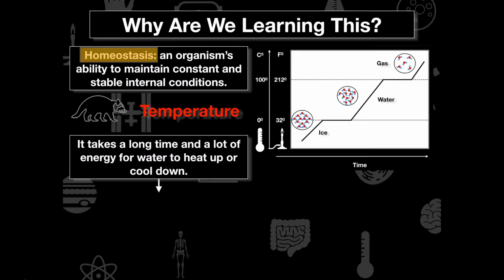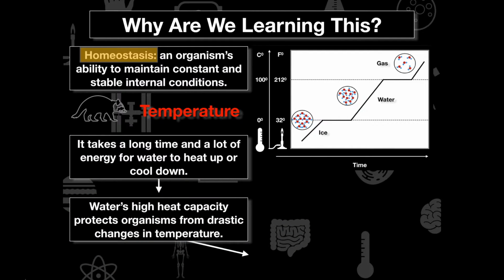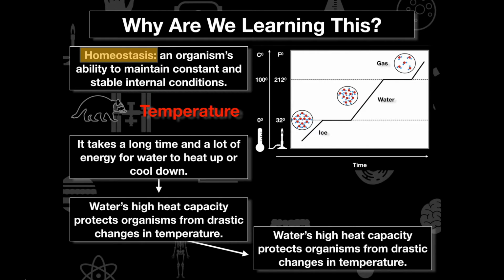So it takes a lot of energy to heat up water, and to effectively cool it down as well. So water's high heat capacity is protecting organisms that live in water environments and organisms that are made out of water from drastic changes in temperature. This heat capacity is protecting these organisms and allowing them to continue to maintain homeostasis within their bodies and within their environments.